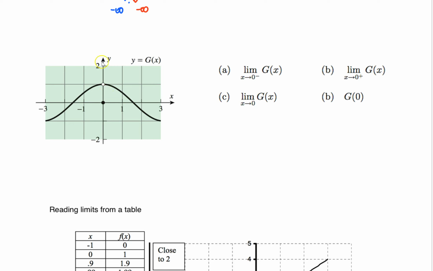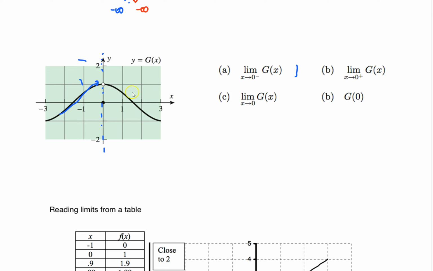So look, here we're looking at the limit as x approaches 0 from the left. So again, here's my graph. Now we're trying to get to 0 from the left, so follow your graph. It's going toward 1.